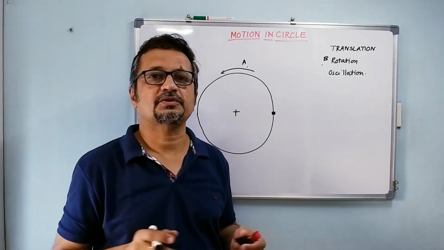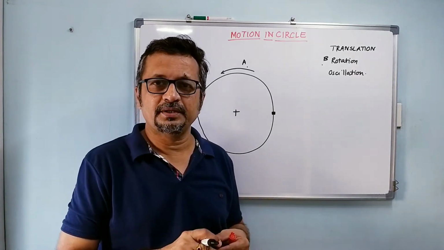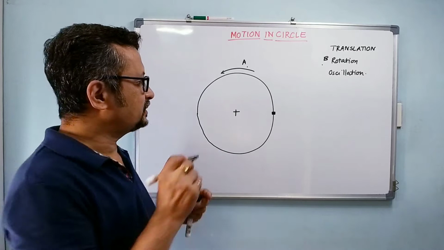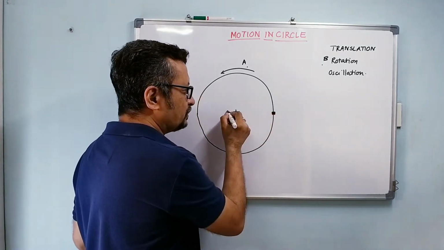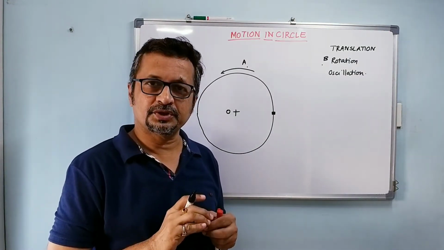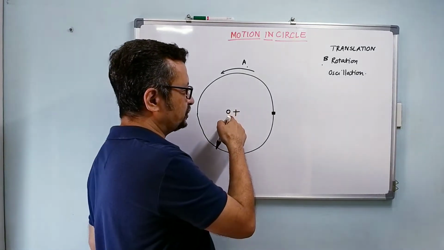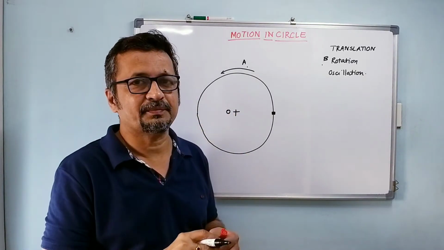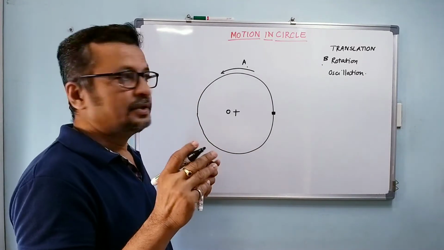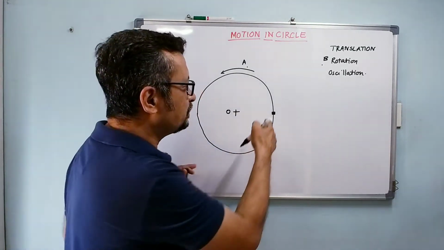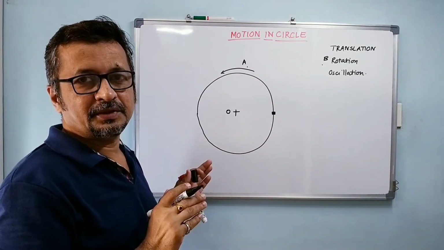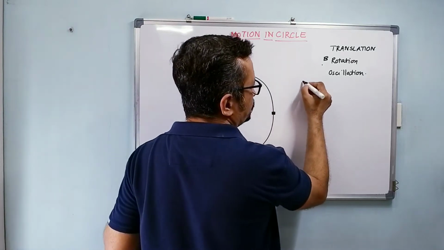So whenever a particle moves along the circumference of a circle with some speed, it is said to perform circular motion. Now here most important thing is the distance of the particle from the center. It always remains same. Correct? The position of the particle with respect to the origin or with respect to the center of the circle remains same, but still it is moving. And that is what we call circular motion. But when this particle moves along the circumference with constant speed or uniform speed, we call it uniform circular motion.